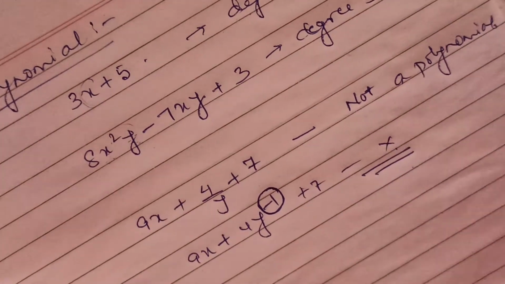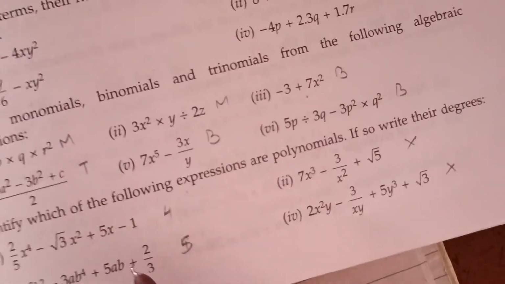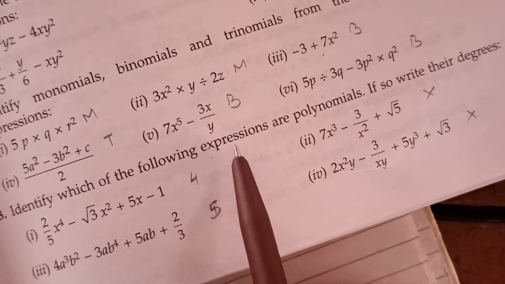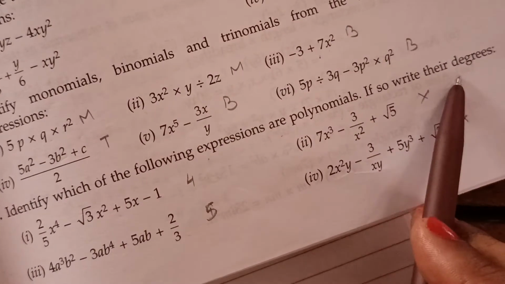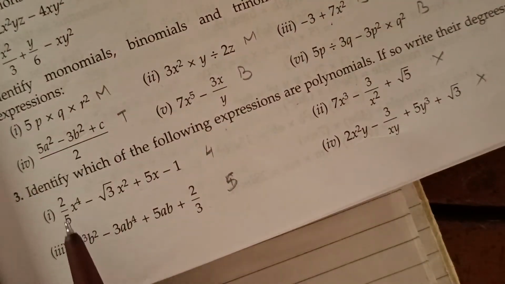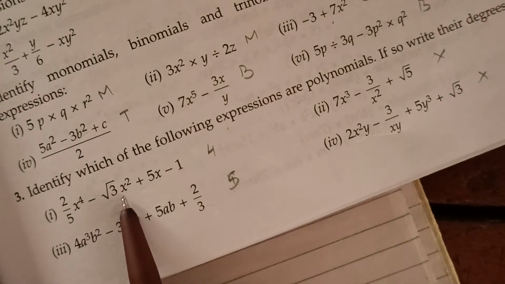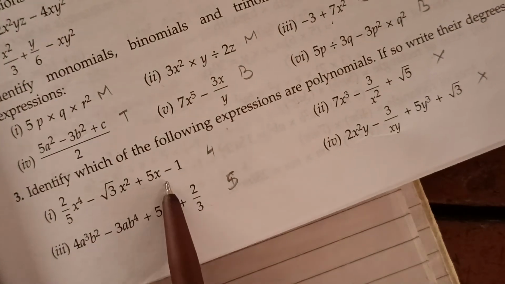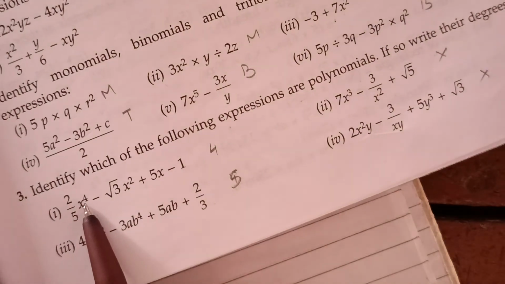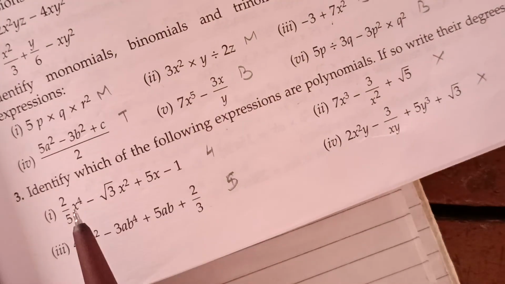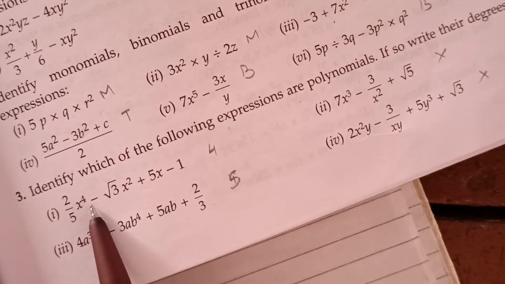Okay, so let us solve question number 3 of the same exercise. Identify which of the following expressions are polynomials. If so, write their degrees. Here see, 2/5 x to the power 4 minus √3 x square plus 5x minus 1. So what is the highest degree? That is 4, isn't it? So you will write down degree equals to 4.